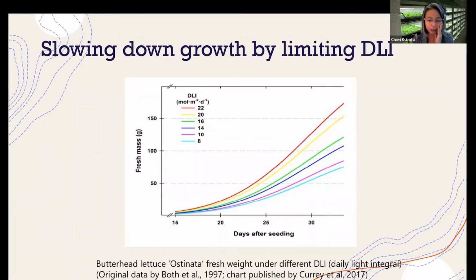The particular chart was copied from a more recent publication put together by Chris Currey at Iowa State University, showing the growth rate of lettuce over, I think, 6 weeks under different DLIs, starting at 8 moles per square meter per day all the way to 22. And if you look at the tip burn incidence, at 20 or 22 moles per square meter per day DLI, they got tip burn. So you can see the clear threshold somewhere between 16 and 20 for this particular butterhead lettuce.